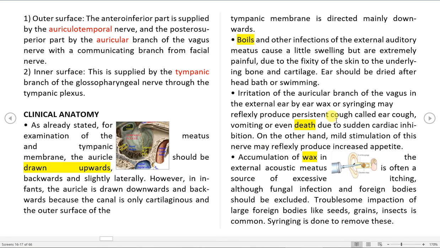Irritation of the auricular branch of the vagus nerve has some different effects. It can reflexly produce persistent cough. It can reflexly irritate the stomach and increase the appetite, so you become hungry. It can also produce vomiting through stimulation of vagus and brainstem centers, and in the worst cases it can produce death due to vagal inhibition of the heart.